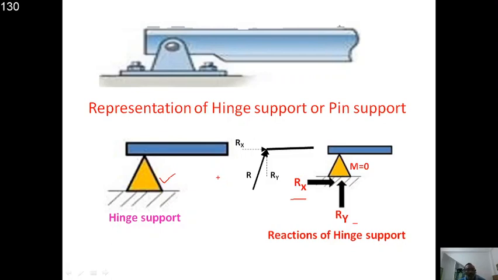We also showed examples of the hinge support, such as door fasteners and some rotating structures of dam gates. Those are all hinge supports.